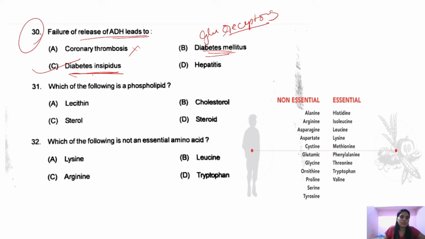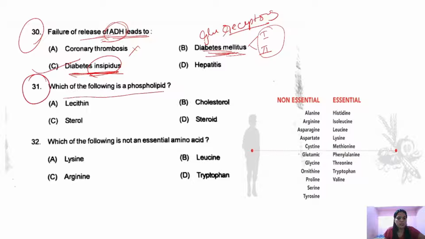But diabetes insipidus is due to ADH deficiency. Again, diabetes mellitus can either be type 1 diabetes or type 2 diabetes. That is another thing. But when it is related to ADH, then your answer should be option number C, that is diabetes insipidus. Next, question number 31.